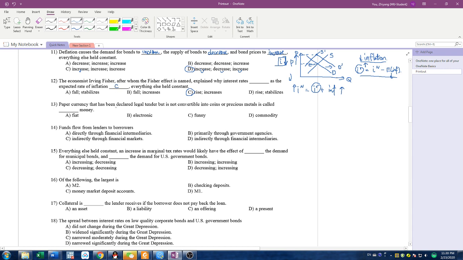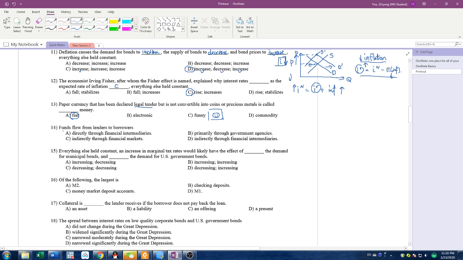Paper currency that has been declared a legal tender but is not convertible into coins or precious metals is called what? This is just fiat money. If you don't know it, just take a look at the definition of fiat money. Electronic money, obviously, that's not what it is. And funny money, I don't know what that is. Maybe it's cash with a smiling face over here. And commodity money is something older that we used to use. For example, gold and silver are both commodity money.